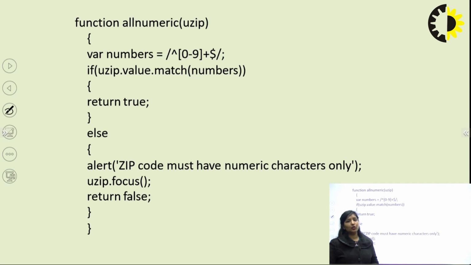All numeric means just from 0 to 9. For this, numbers, again slashes, dollar, plus, and this caret sign, that means we can have any of the values, and any number of times these values can be repeated from 0 to 9. This match function will check this particular validation for the numbers. If all are numbers, then it will return true, else it will return the focus and false will be written over here. So this is how all numeric will work.